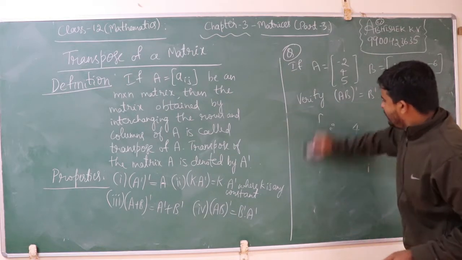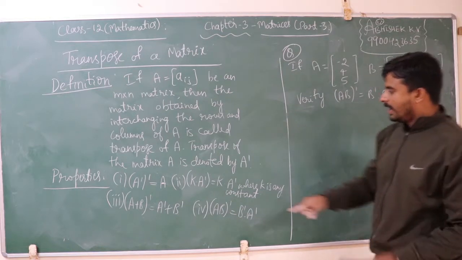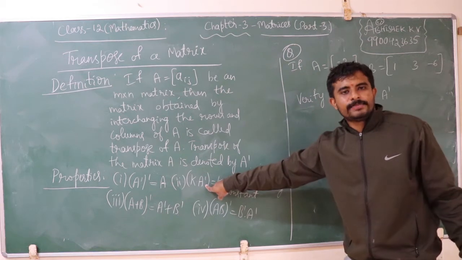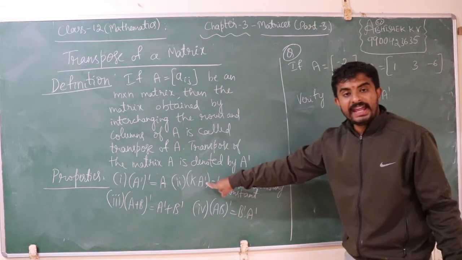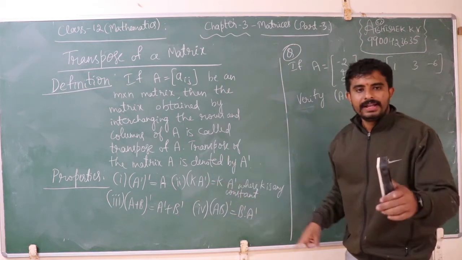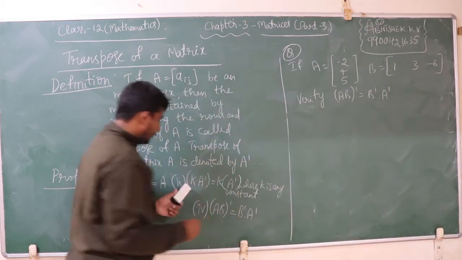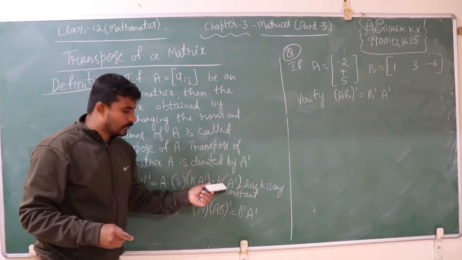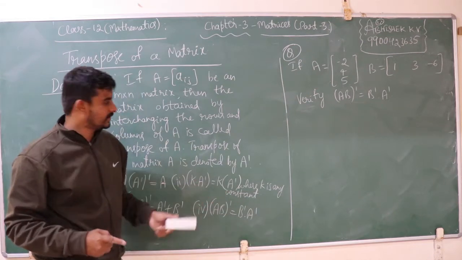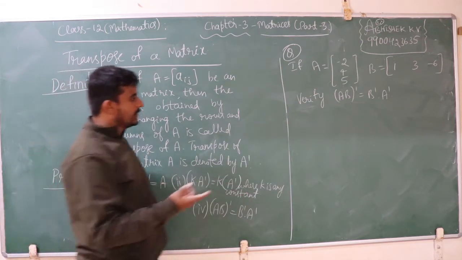Then what does the second property say? K into A transpose is equal to K of A transpose, that is, K A transpose is equal to K times A transpose, where K is a constant.